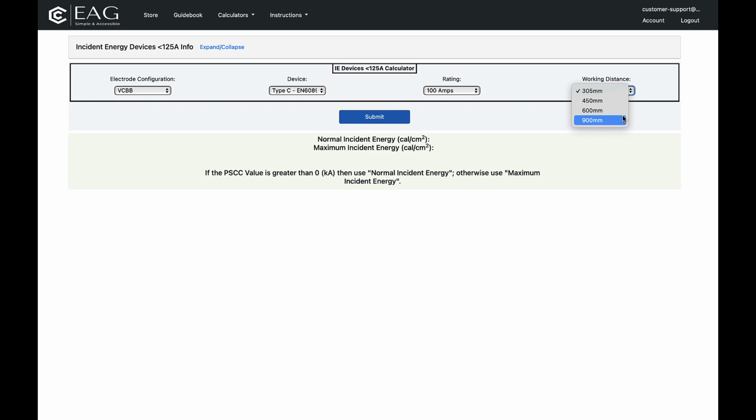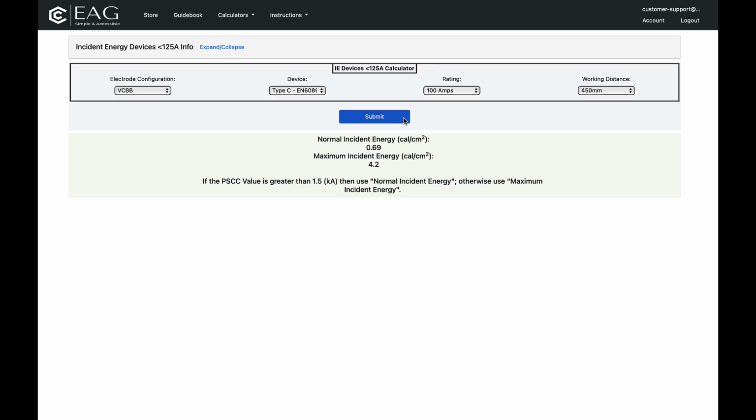If you press the Submit button, you can see that there are two results given. The first is normal instant energy in calories per square centimetre, which gives a value of instant energy for the configuration, working distance and rating chosen, where the prospective short-circuit current is high enough to allow instantaneous operation of the device.